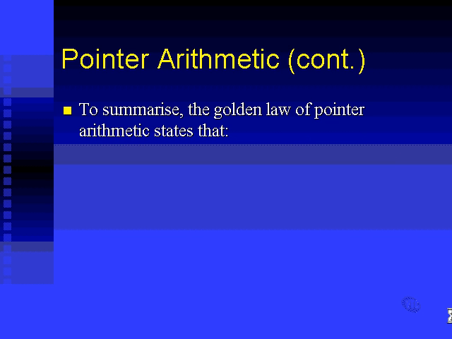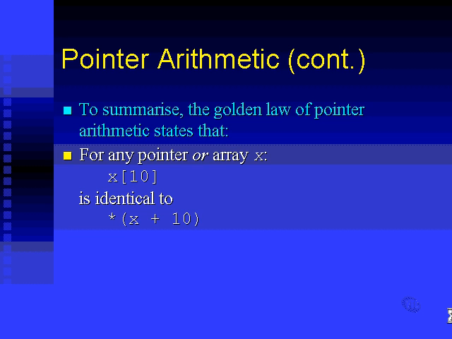The golden law of pointer arithmetic states that for any pointer or array x, x brackets 10 is exactly the same as the contents of round brackets x plus 10. See if you can write that down somewhere. It's really vitally important that you know that. You've got to be able to read other people's code when you see expressions like that and know what it means.